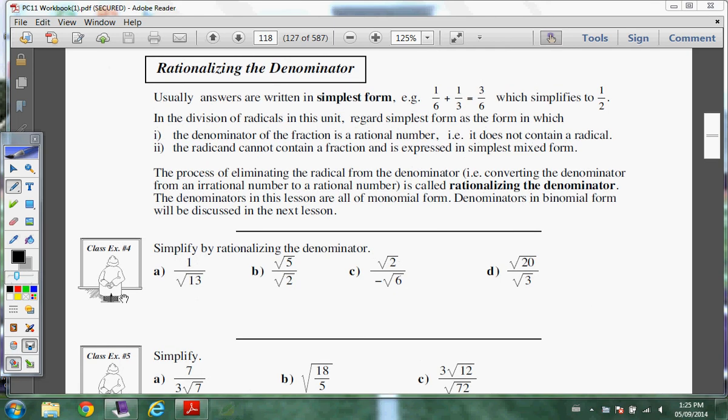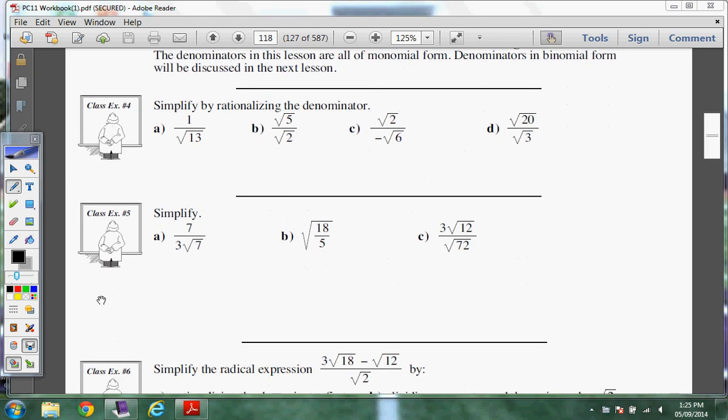All right, so rationalize the denominator. Again, to have things in simplest form, we don't want radicals on the bottom. Okay, and that's what it's talking about up here. Okay, so the process of eliminating the radical in the denominator is called rationalizing. So we're going to do that right now.